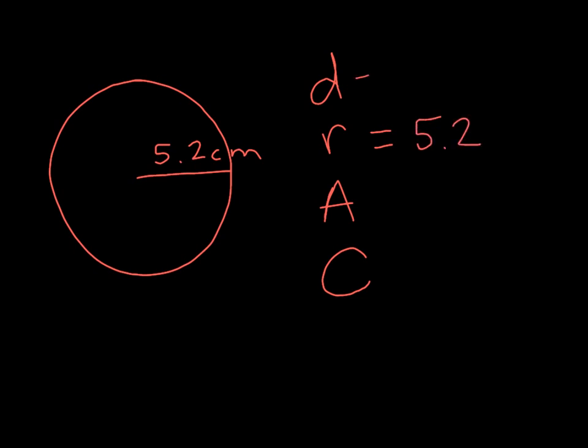And I know that the diameter is always twice that. These two go hand in hand. If I know the radius, I double it to find the diameter. If I know the diameter, I divide it by 2 to find the radius. So I'm going to take 5.2 times 2 to figure out what my diameter would be. All right, that's an easy one, 10.4.